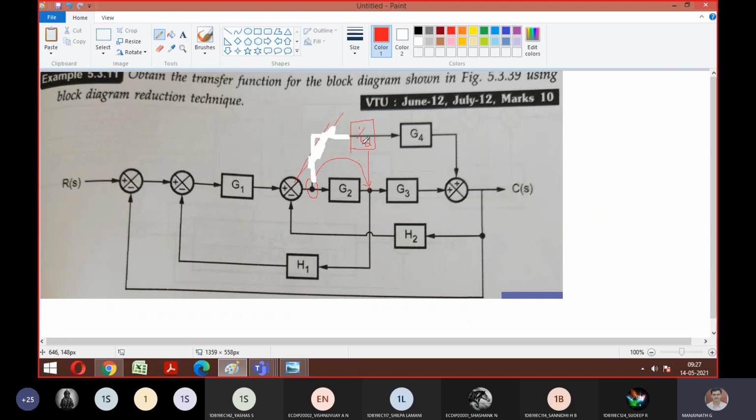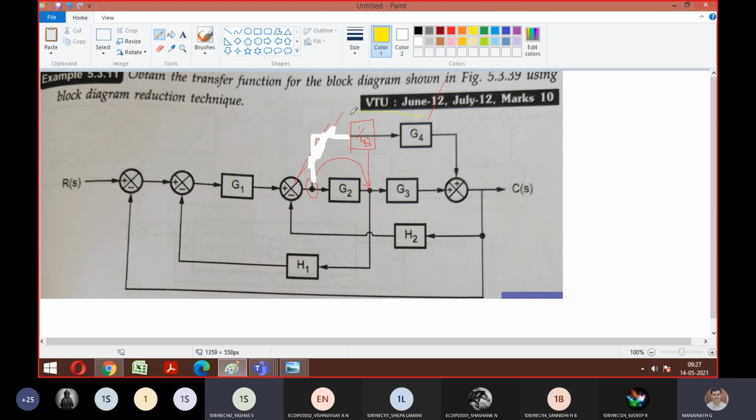Any doubts with step number 1? Is it understood now? I hope you got the idea now of how to move on with the block diagram problem. If you move this, you are going to get one block. Whatever block is here, that should be 1 divided by it. If it is G3, then 1 by G3. So don't take it blindly. Now, second step.